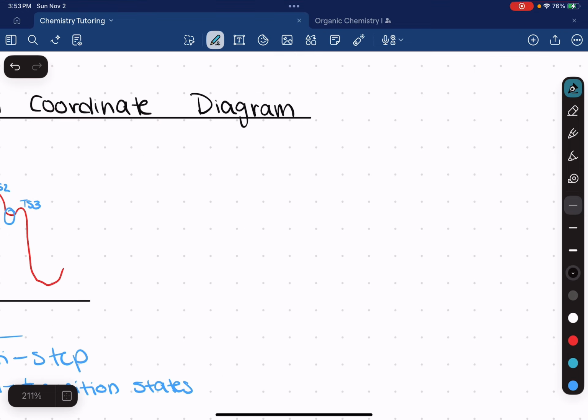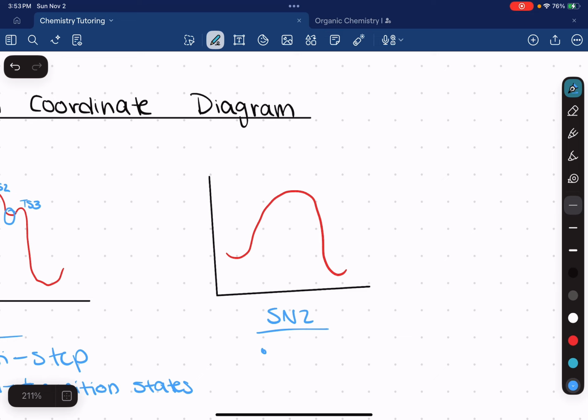Okay. Now, if you see one that's like this, draw it first, and it literally just looks like that. Do you think that's SN1 or SN2? Hope you guys said SN2 because that's the only other option left. SN2 reaction. Why? It's 1 step. You get 1 transition state. That's it.